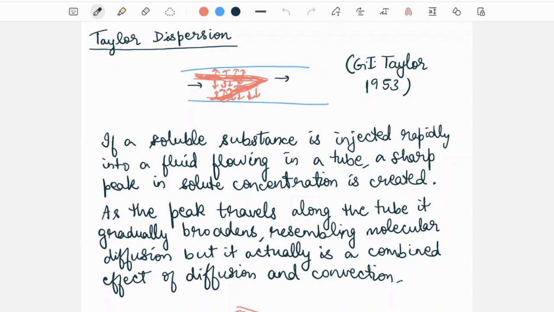This was explained by G.I. Taylor in his very famous paper in 1953, where he describes how a soluble substance which is injected rapidly into a fluid that's flowing in a tube, what the trajectory looks like, where the peak solute concentrations are created, whether it's just convection or whether there's diffusion as well.